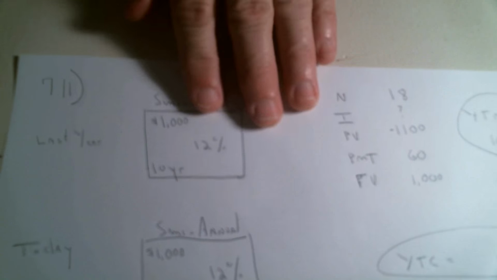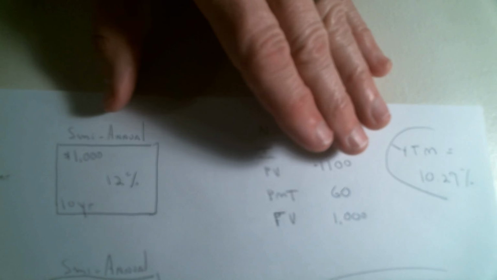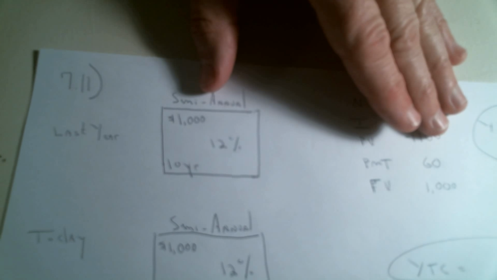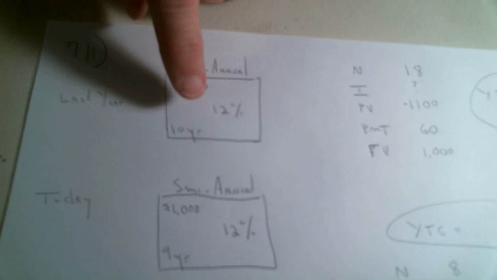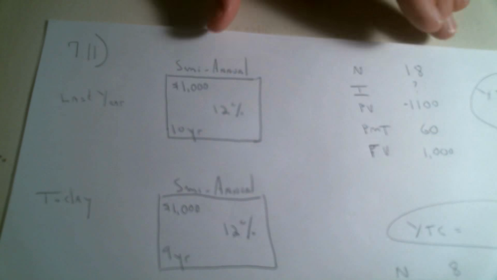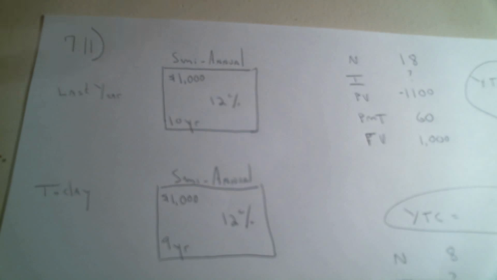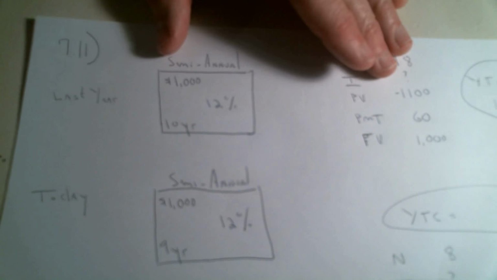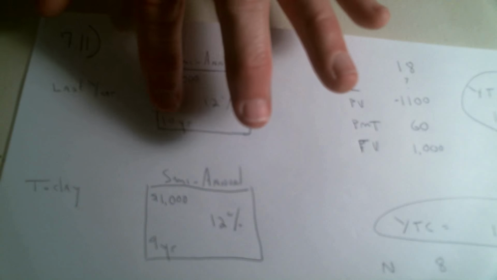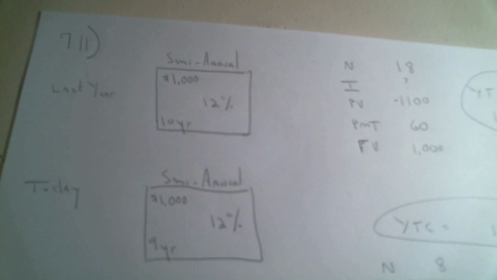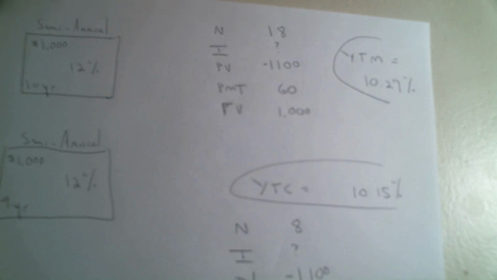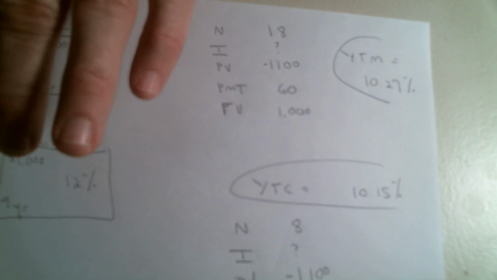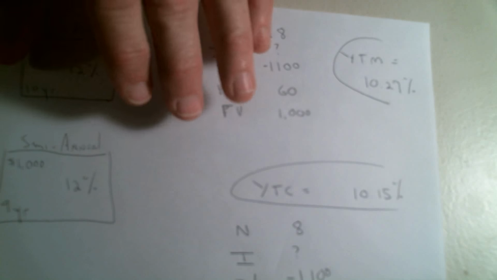Okay, the last problem, 7.11. Again, we're looking at a bond last year, a 10-year bond, and now today, 1 year later, so that's 9 years. Okay, so that's your setup, last year, today. All that's the same except the maturity year. Okay, slide over. So we want to find the yield to maturity for that.